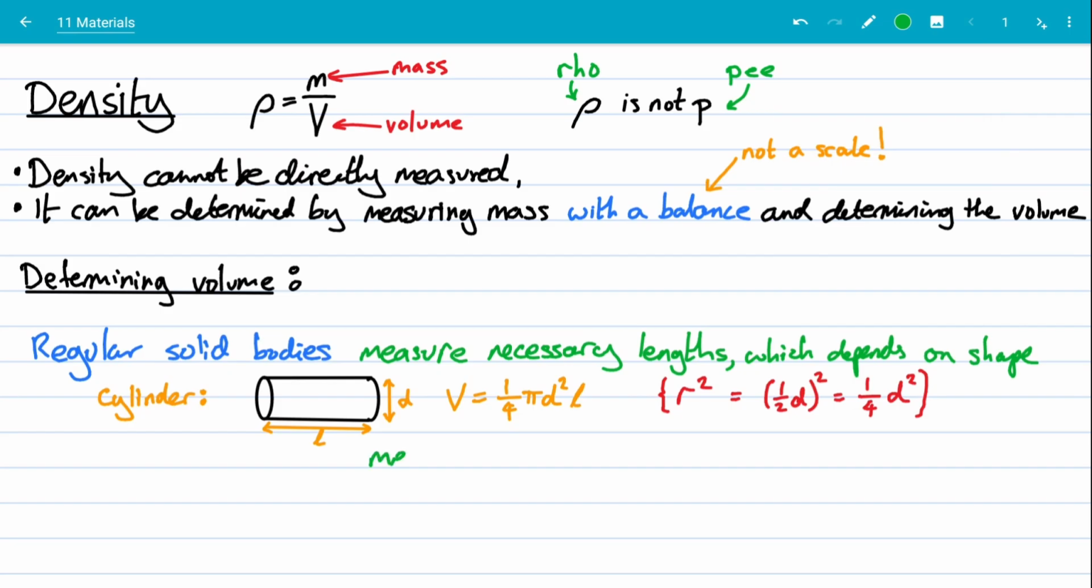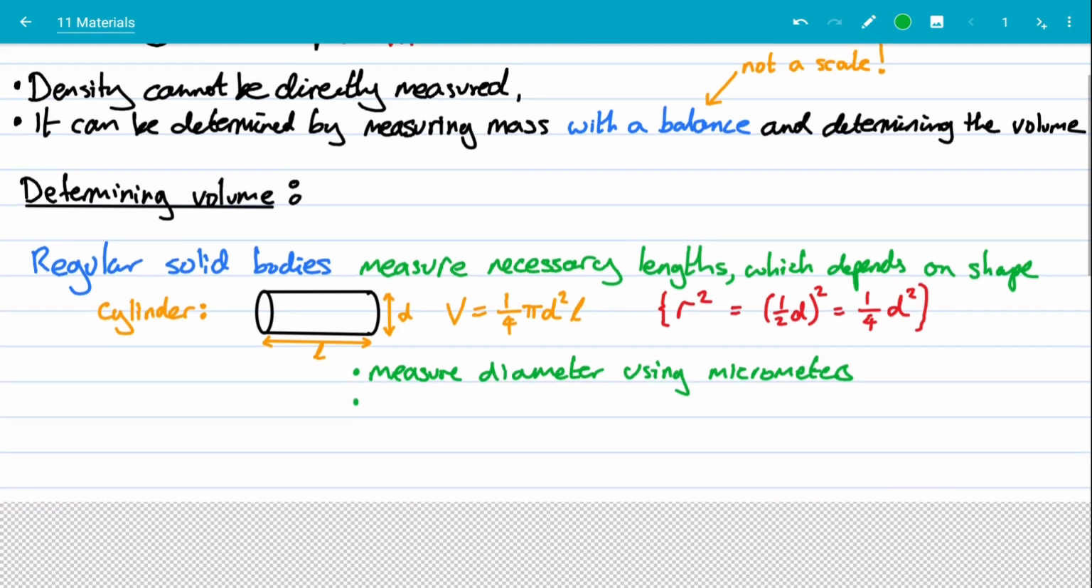So we can measure diameter using micrometers, which are included in GCSE physics. You do need to know how to read micrometers and vernier scales in GCSE physics. You do get students saying, oh no, my teacher didn't teach that. Well, then that's a problem. Your teacher should have taught that because it is on your specifications.